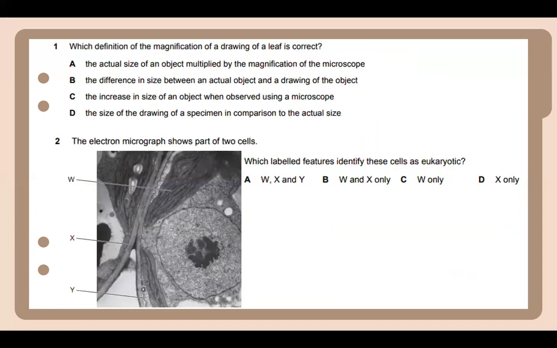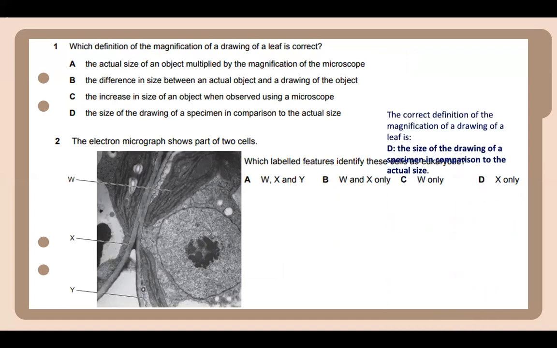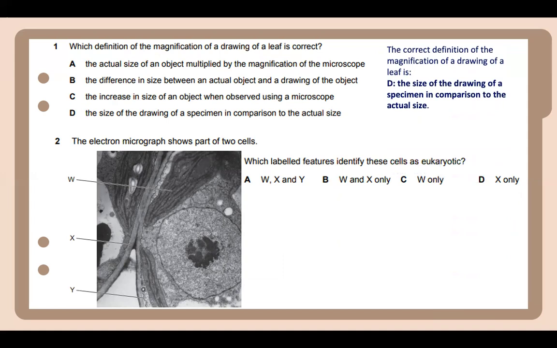Which definition of the magnification of a drawing of a leaf is correct? The correct definition of the magnification of a drawing of a leaf is the size of the drawing of the specimen in comparison to the actual size.